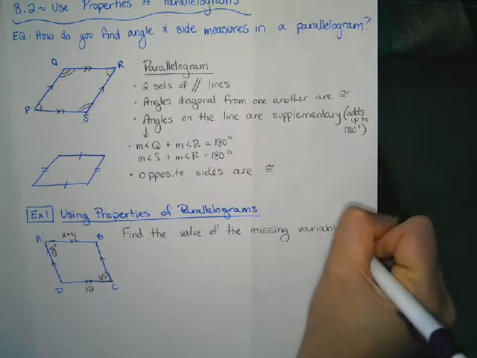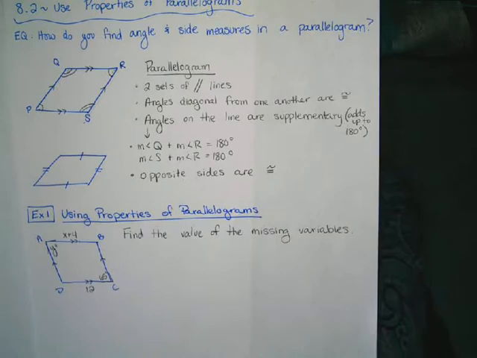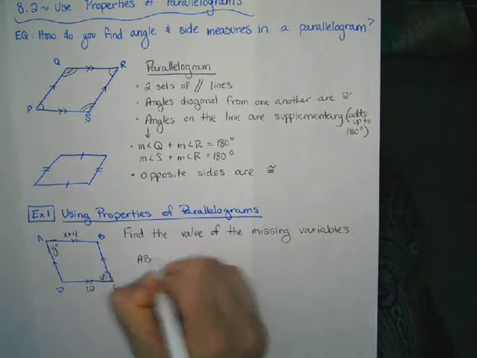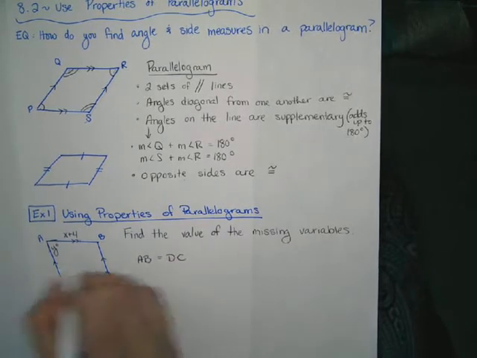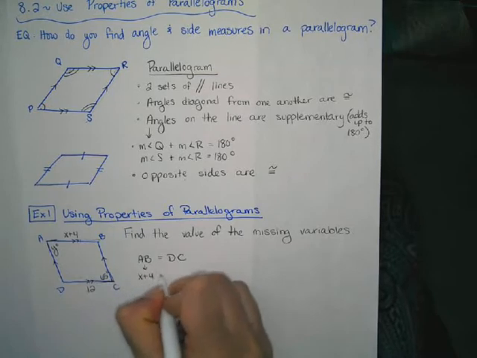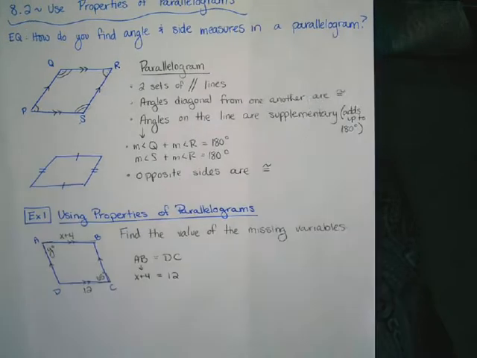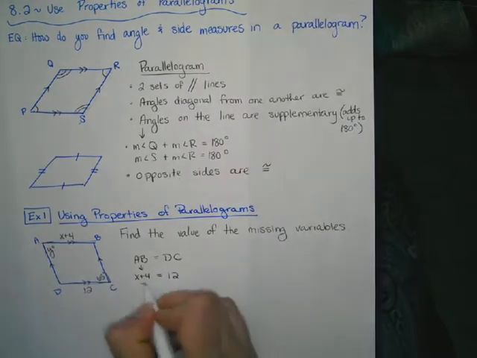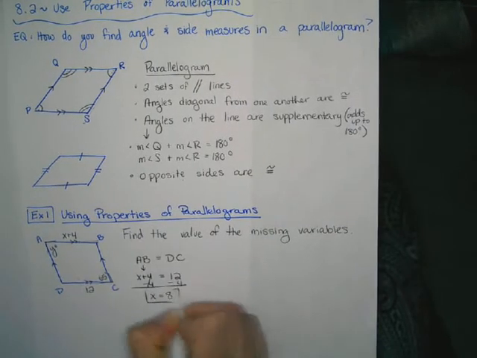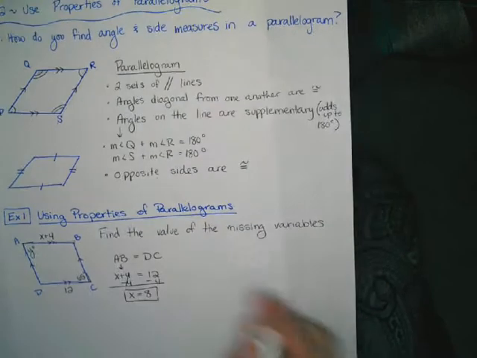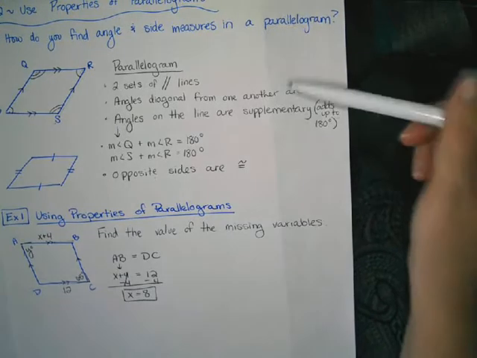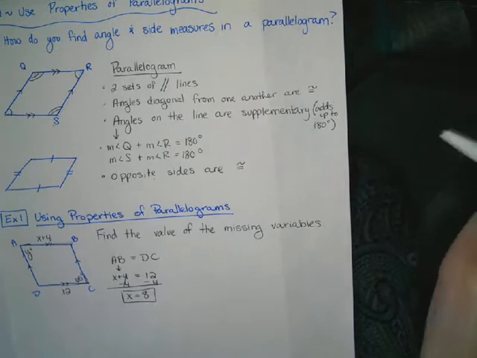Starting with these two sides, I know that side AB is equal to side BC, right? This side is equal to this side. What is side AB? X plus 4, excellent, is equal to 12. How do I solve for x? Good. Subtract 4 from both sides, and I get x equals 8. So that's the first thing. Part 2, the angles. What do I know about these two angles? Angles diagonal from one another are congruent. They're equal. So I know that y degrees is equal to 65 degrees. So y is equal to 65.